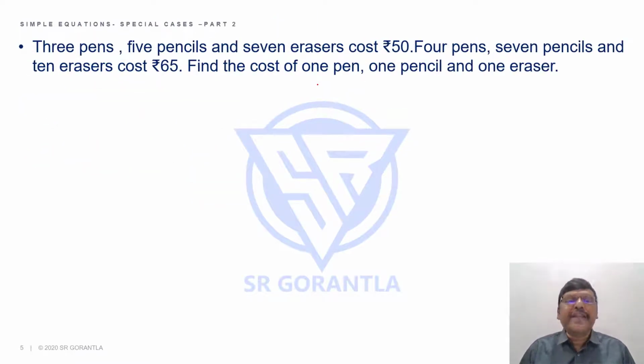3 pens, 5 pencils and 7 erasers cost 50 rupees. 4 pens, 7 pencils and 10 erasers cost 65 rupees. You're asked to find the cost of 1 pen, 1 pencil and 1 eraser. That means, students, pen is again x, pencil is y, eraser is z.